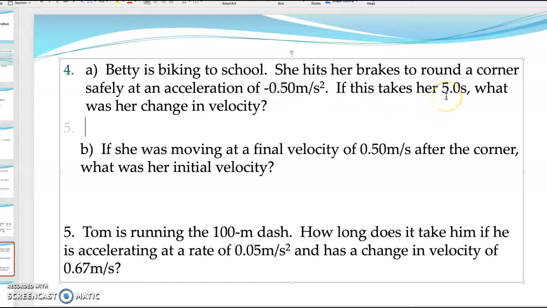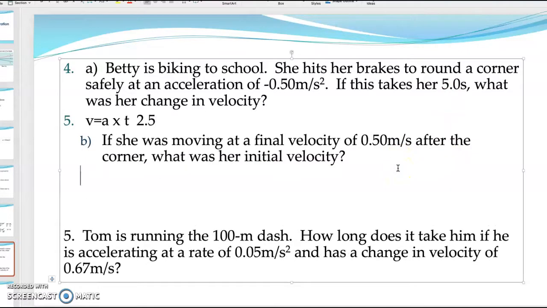She hits the brakes to round the corner safely, and it takes her 5 seconds. So what was her change in velocity? This time you're just rearranging your formula a bit. So v is going to be a times t. So 0.5 times 5 is 2.5. And if you don't understand why this is the right answer, ask. Then let's do these together, because I'm worried you won't do the video otherwise.